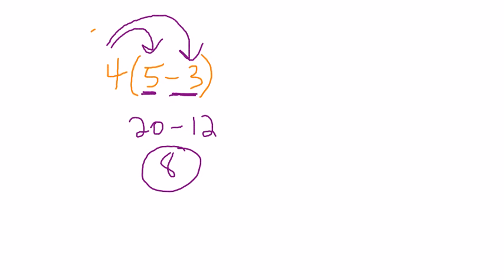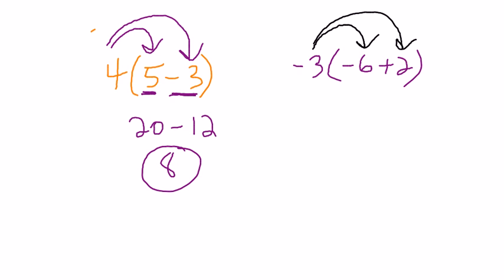Okay, let's try a few more. Negative 3 times negative 6 plus 2. Okay, in this case, I'm distributing my negative 3 on the outside to my negative 6 and to my positive 2. Negative 3 times negative 6 gives me positive 18. Negative 3 times positive 2 gives me negative 6. 18 minus 6 gives me 12.